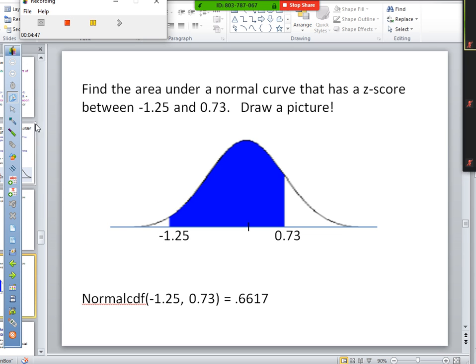How about this one? What kind of problem is this? Private chat me what kind of problem it is. What kind of distribution is it?